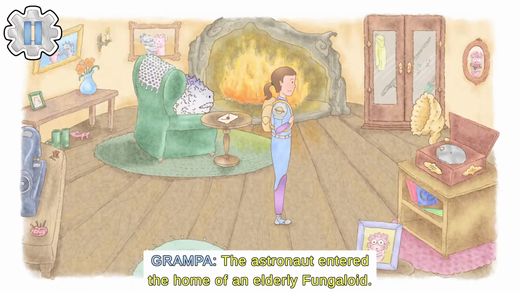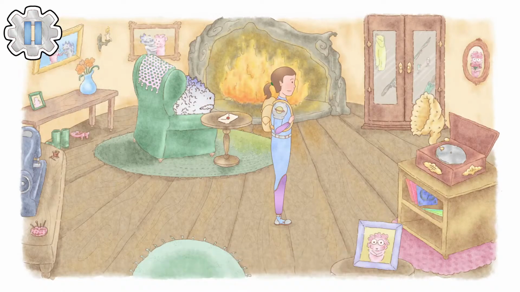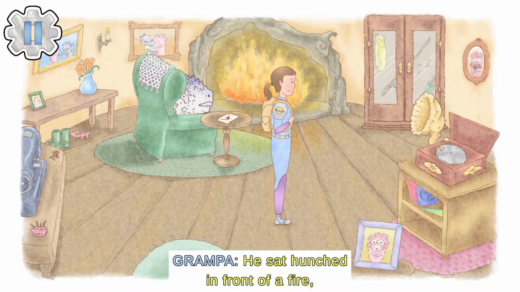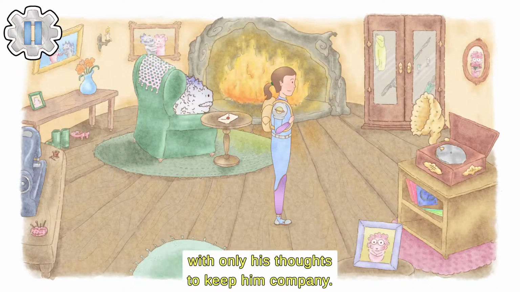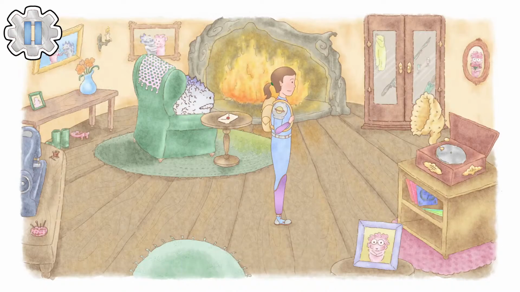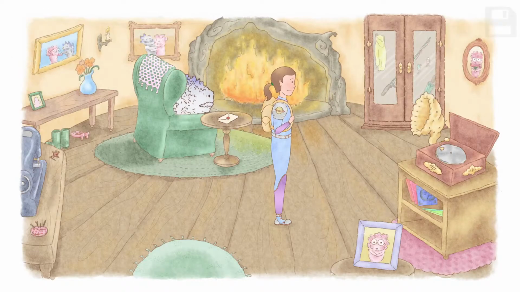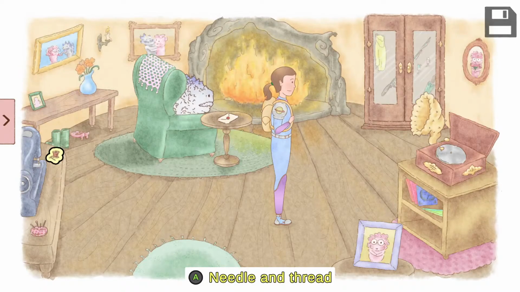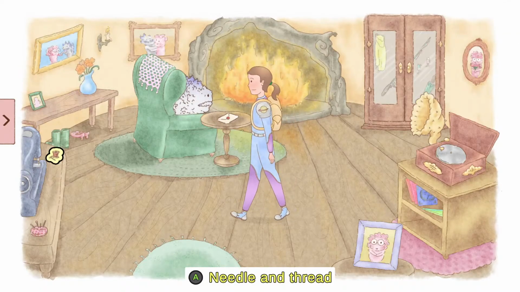The astronaut entered the home of an elderly Fungaloid. A fire gives a warm glow to the room, which is filled with pictures, trinkets, and memories past. He sat hunched in front of a fire with only his thoughts to keep him company. He is a frosty white with a blue-toned mustache. Sporous forms grow from his back. Auto-saving. Needle and thread. Press A to select.